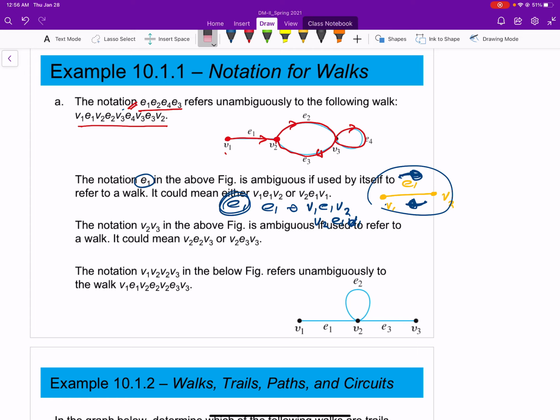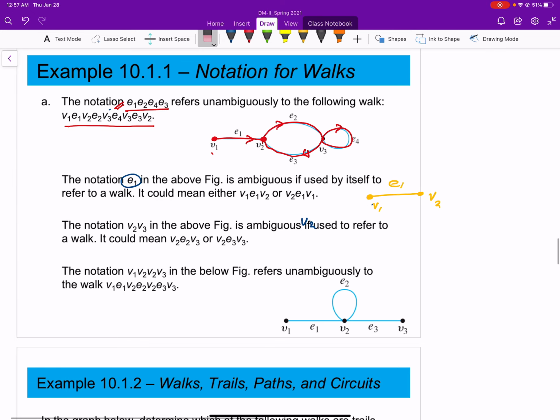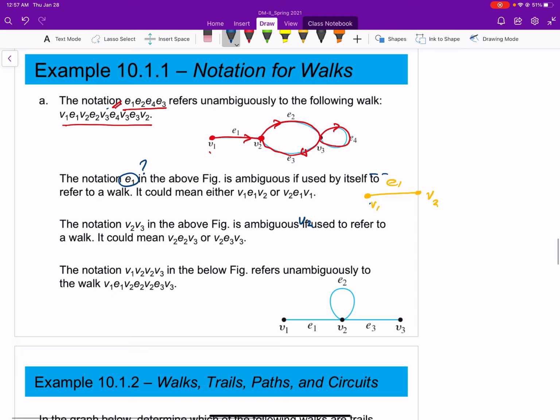Okay, let me write that clearly. So what is given here is, this is ambiguous. Let's say you are going that way, then you could give V1, E1, V2. If you are coming back that way, then you could give V2, E1, V1. Okay, it depends on which way you move. Just giving E1 is just making the reader confused. Okay, then go down.